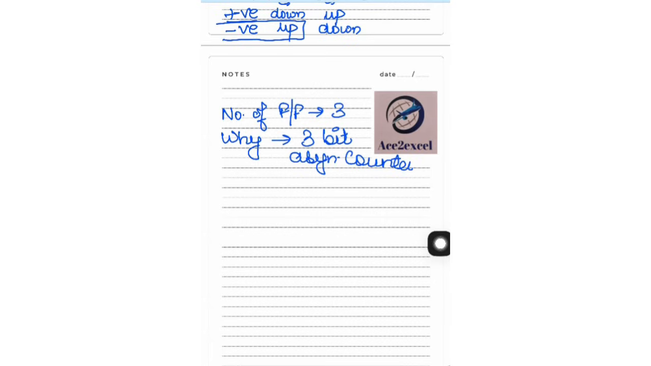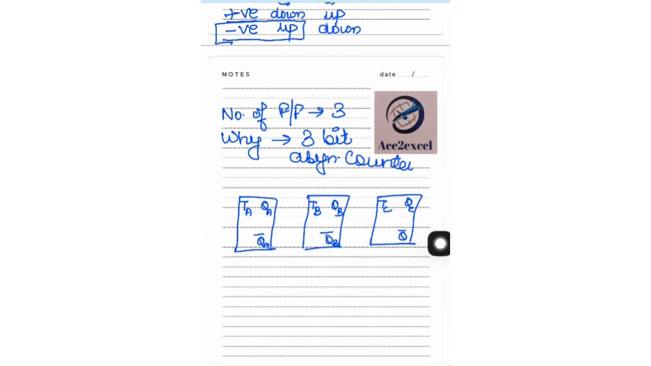Now, the number of flip-flops required will be 3. Why? Because we are making a 3-bit asynchronous counter. And because we are making an up counter, we will be using negative flip-flop. So quickly make 3 blocks. Which type of flip-flop are we using? T. So name them as TA, QA, QA bar, TB, QB, QB bar, TC, QC, QC bar.